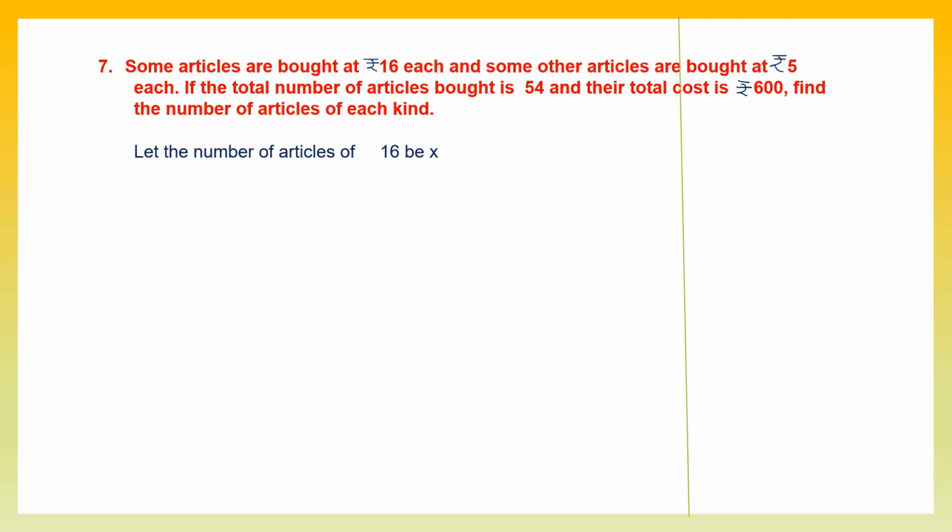Let the number of articles of 16 rupees be x. Okay, so some articles were bought for 16 rupees, isn't it? So let that number be x. Now some other articles were bought for 5 rupees. Now how can we find the number of 5 rupee articles? Now, if you see here, the total number of articles is 54 and the number of articles of 16 rupees we have said is x. So if we minus 54 and x, we will know this. So this will be 54 minus x. So now we know the number of articles of 16 rupees is x. Number of articles of 5 rupees is 54 minus x.